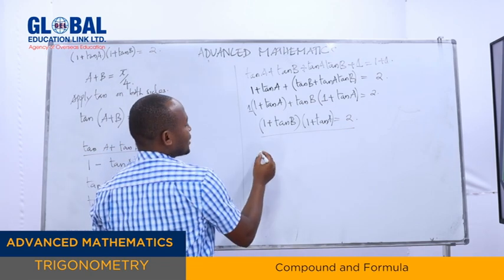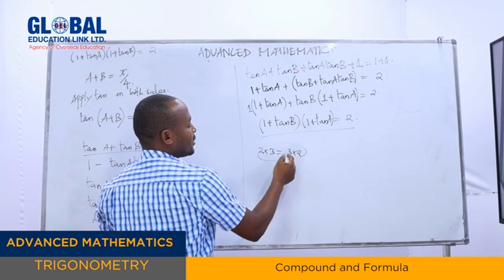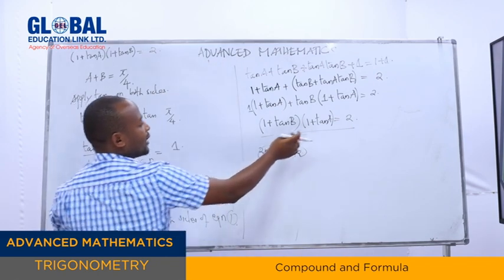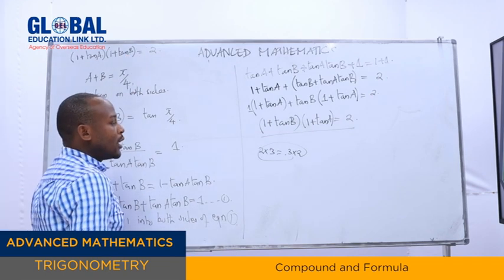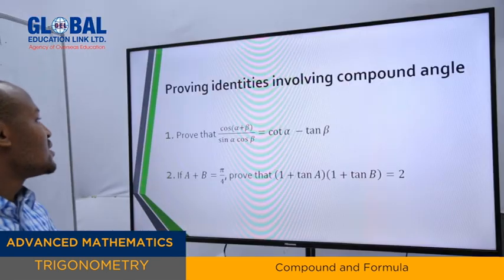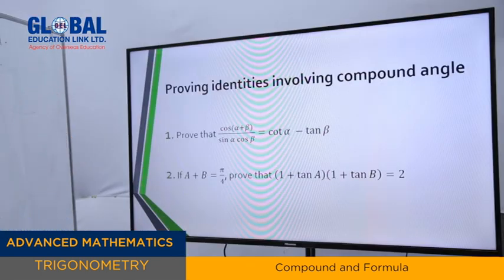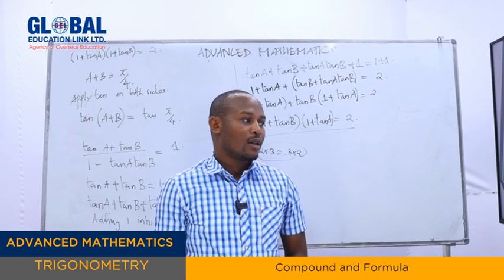So if someone writes 2 times 3, we know that is equal to 3 times 2. So writing that way is the same as that thing there. Okay, my dear students, let's check the other examples. Now that was the example on proving by the use of compound angles. There are a lot of questions out there, so you can find other questions and try to do them.